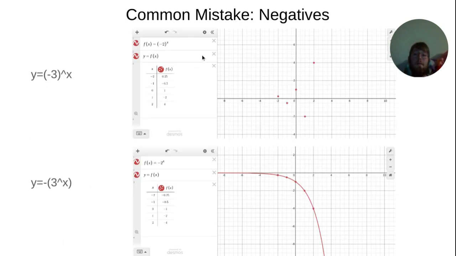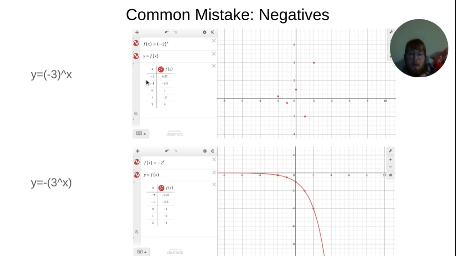So, some common mistakes. We can write negative signs 2 different ways. If we put -3 inside parentheses with that power of x on the outside, we get all these really weird points. If we were to put a line on this, it would swoop down and then swoop up, then swoop down and swoop up even farther and follow that pattern. It would be a really wild graph.